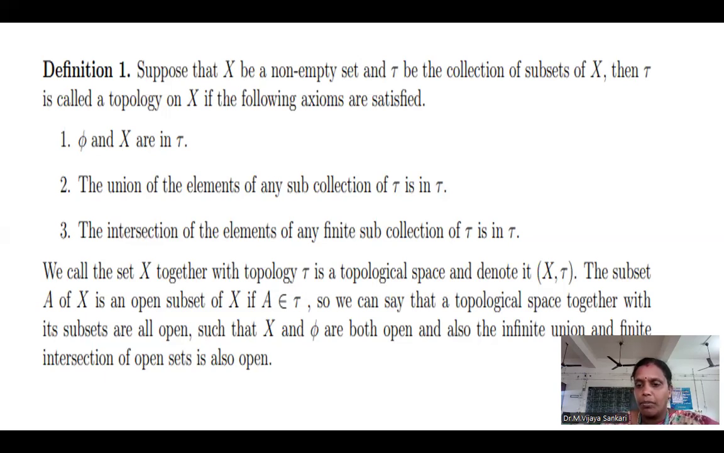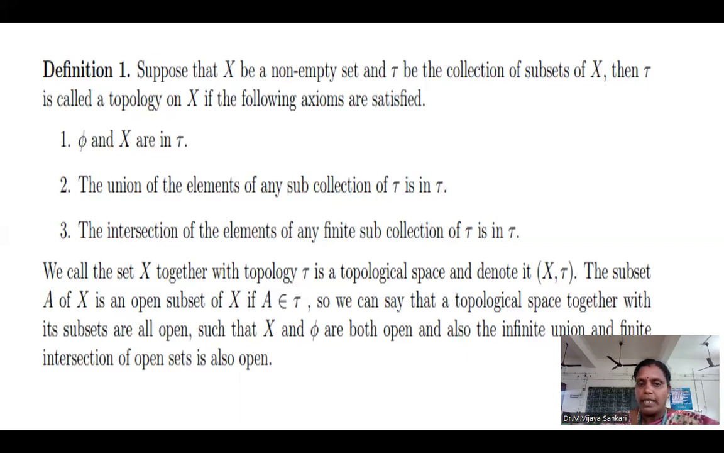First condition is the empty set and the whole set belong to tau. Second condition is the union of elements of a subcollection of tau is in tau. That is, the union of all open sets is in tau. This is the second condition. Third one is the intersection of closed sets of elements of tau is in tau. When tau satisfies these three conditions, then tau is called the topology on capital X.